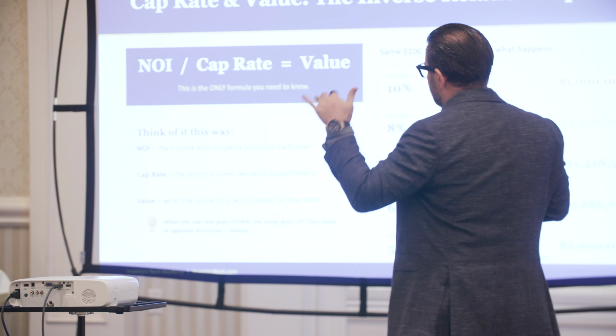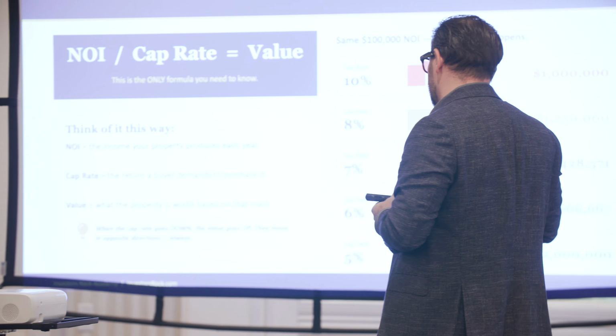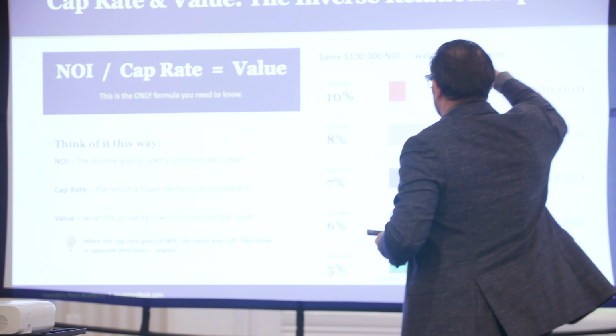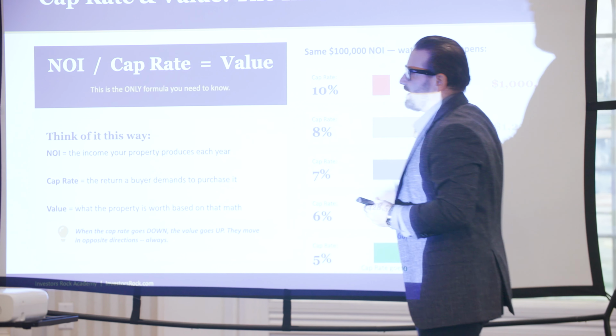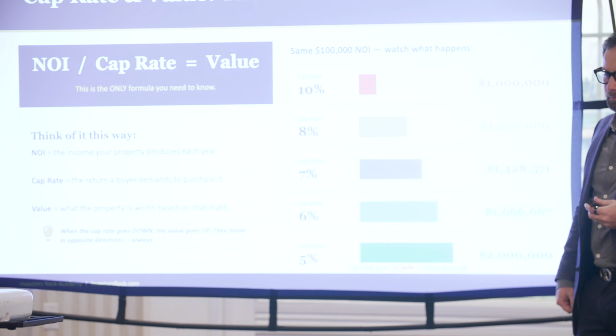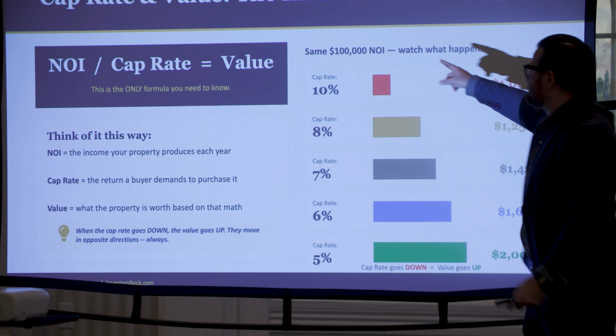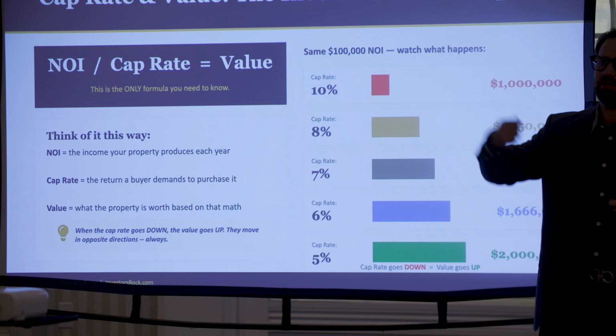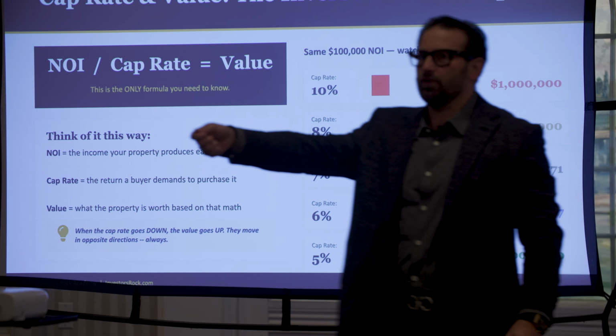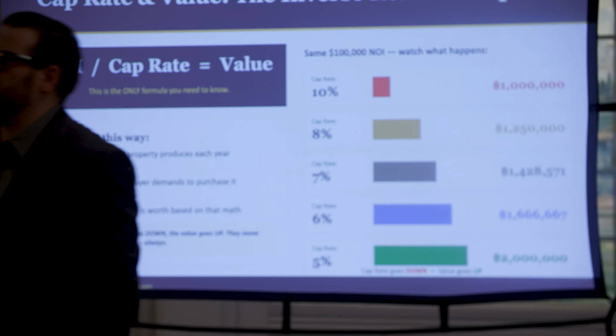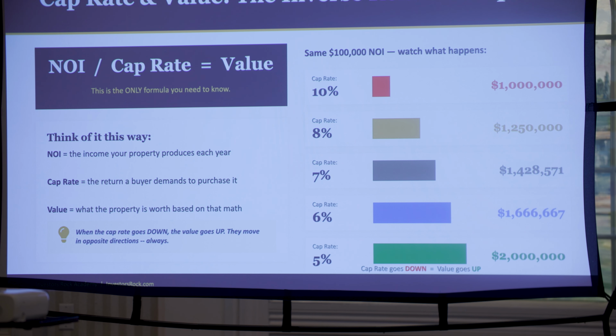Decreasing expenses, etc. Okay? So in an area where there's a 10% cap rate, where people are willing to trade $1 million for $100,000, right? They're saying, I'm going to give $1 million for this building, and I'm going to net $100,000. That's a 10% rate of return.